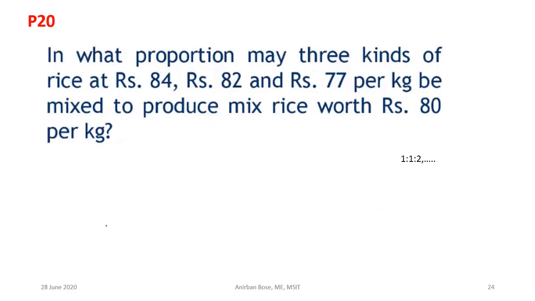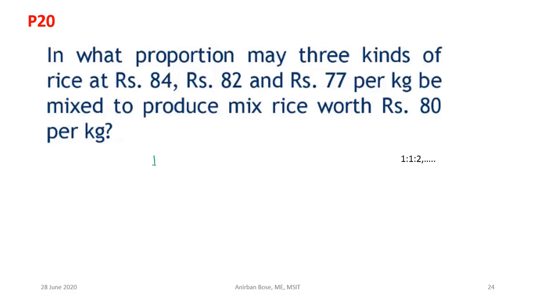Now coming to this problem, in what proportion may 3 kinds of rice at rupees 84, rupees 82 and rupees 77 per kg be mixed to produce mixed rice worth rupees 80 per kg? See, for this kind of problem, what we can do, we just balance it.